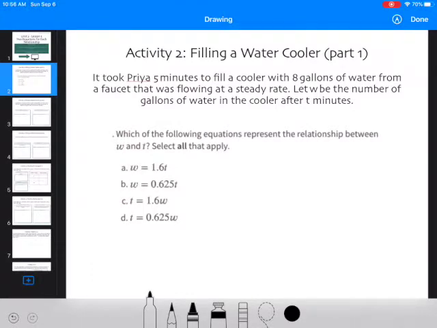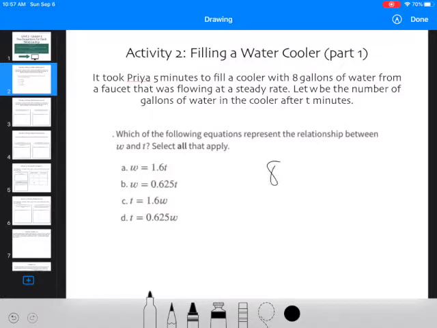So the first one says, filling the water cooler, part 1. It took Priya 5 minutes to fill the water cooler with 8 gallons of water from the faucet, flowing at a steady rate. Let W be the number of gallons of water in the cooler after T minutes. So I have to figure out what my constant of proportionality is. I have to figure out what it would be for 1 minute.